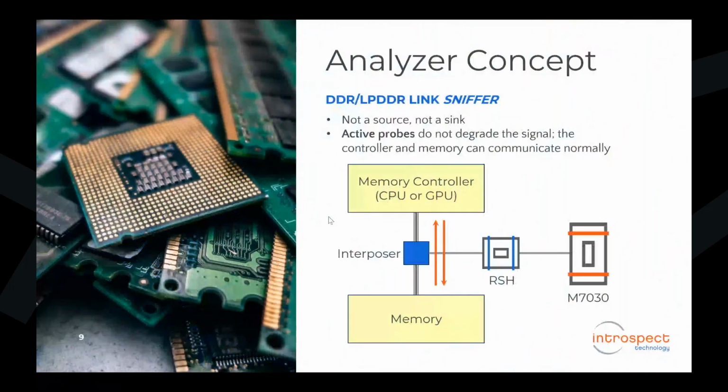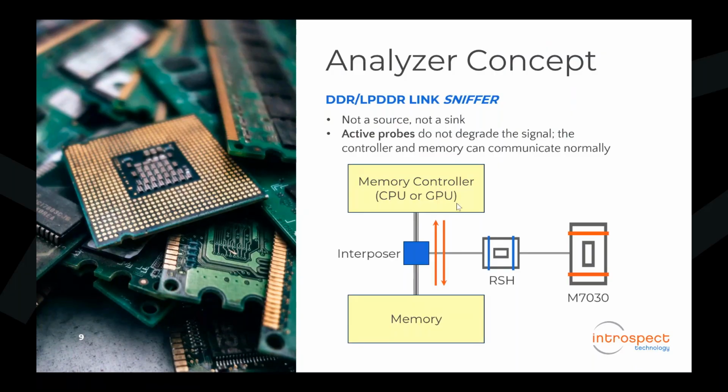So as we said, the concept for analyzing a live system is illustrated in this slide. And the key is that the tester itself, the instrument, is neither a source nor a sink. It's really just passively listening to the traffic. And one of the design philosophies, or test philosophies, that we have adopted here at Introspect is that we believe it's best to use active probe technology so that we don't degrade the signals as they propagate through.